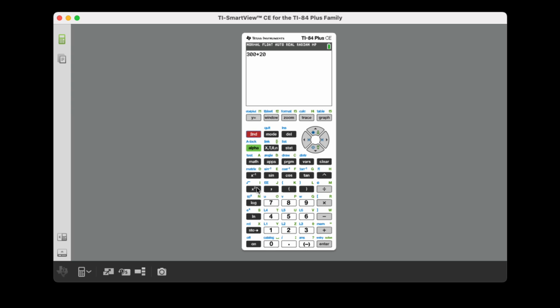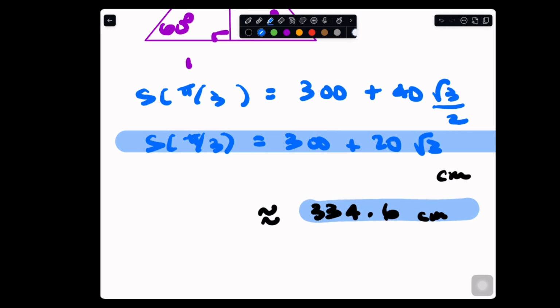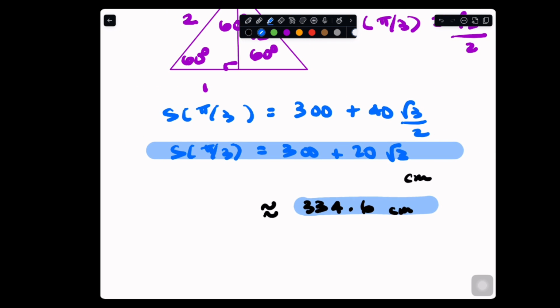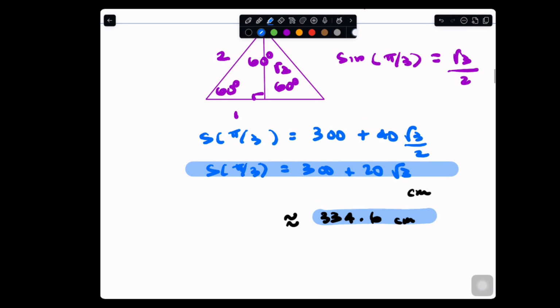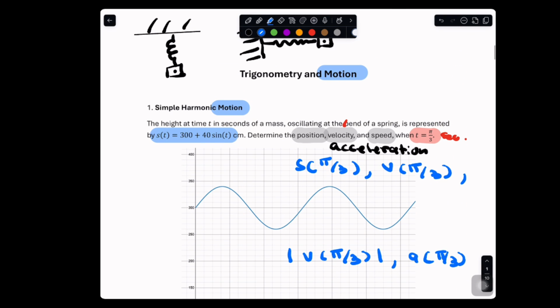20 square root of 3. Okay, approximately, if I go to the tenths, 334.6 centimeters. That's your position at pi over 3. A lot of times people will accept both the symbolic answer or the numerical answer, but you might see a symbolic answer in a lot of science books. They like to do that. They don't necessarily go numerical, but they expect you to know both. Now that's just the position at that time.